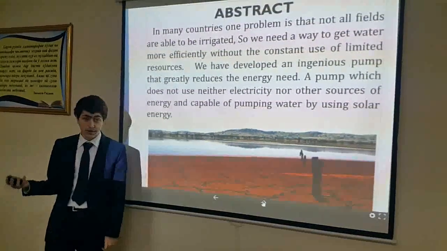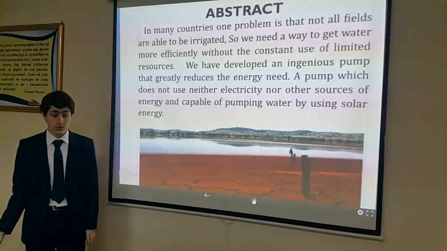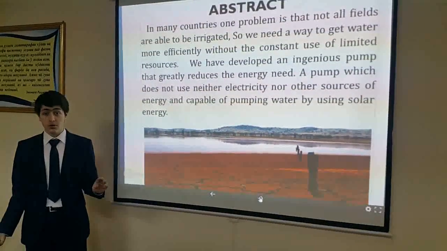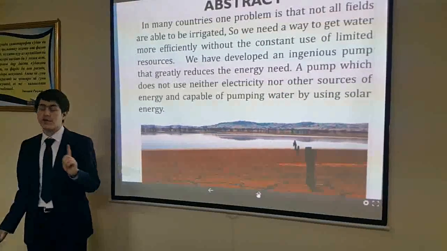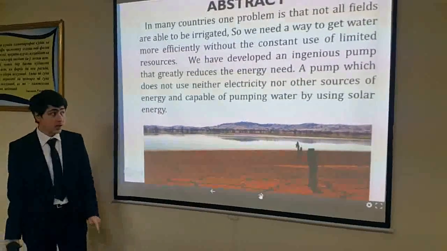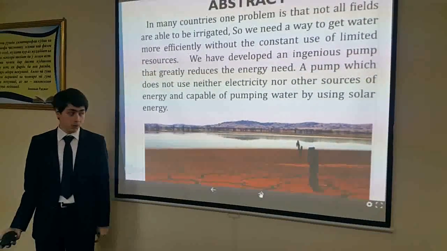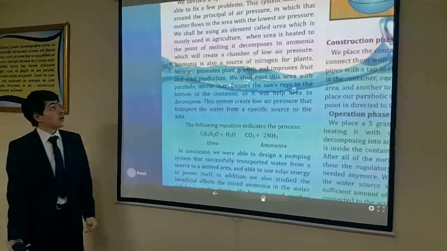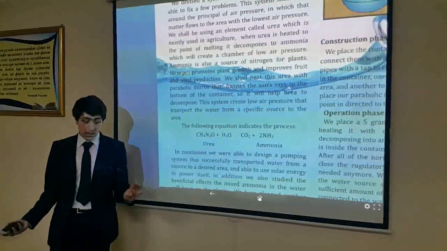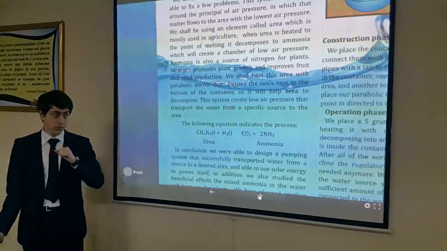So we have thought of a pump that shall use neither electricity nor other infinite sources of energy, and it does not have that many problems. We developed a pump that shall combat these problems.